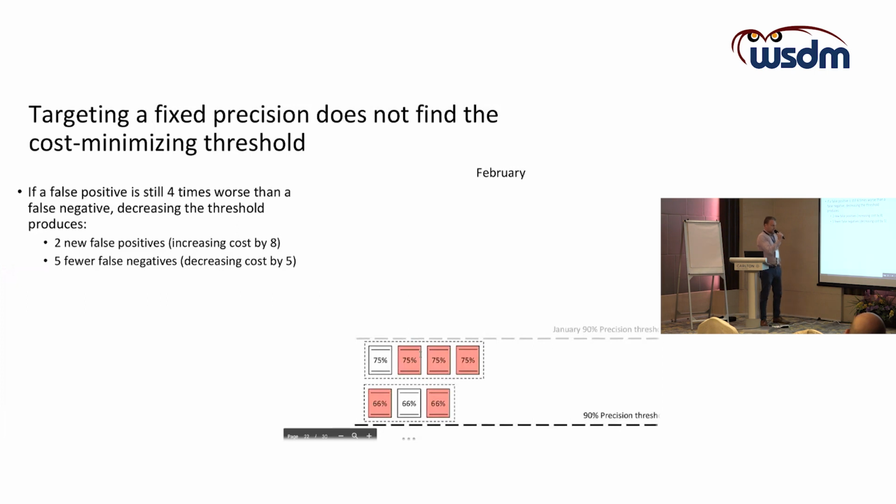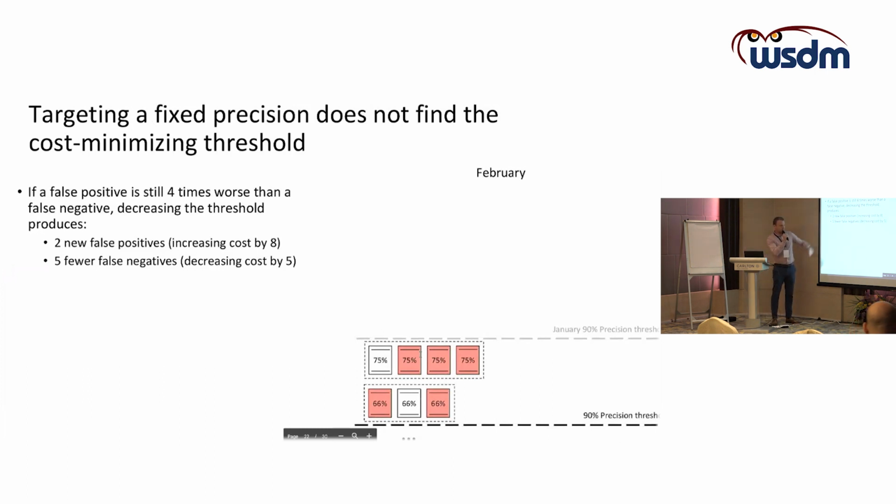Now, let's apply a cost-sensitive mindset here. And let's stick with the cost that we started with in the earlier example. So by lowering our threshold from where it was in January down to where it is in February, we've made 2 new false positives, 2 white posts there. Each false positive has a cost of 4, so that's an additional cost of 8. We've also made 5 fewer false negatives.